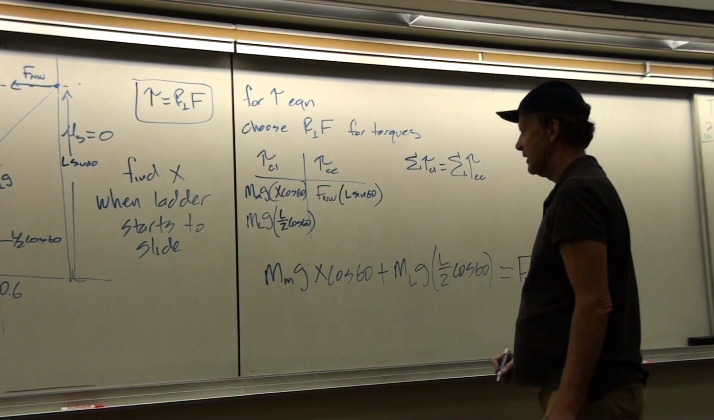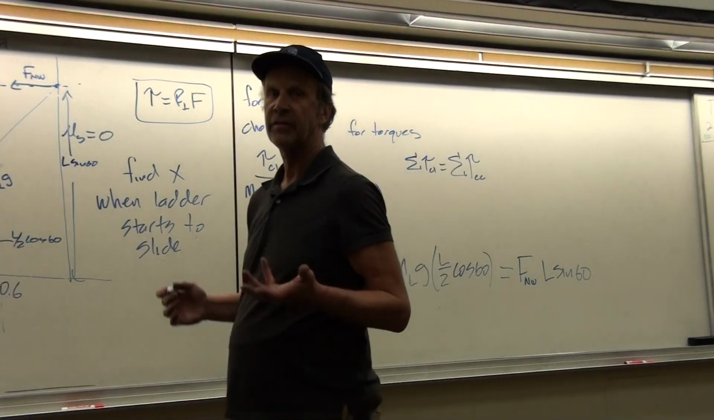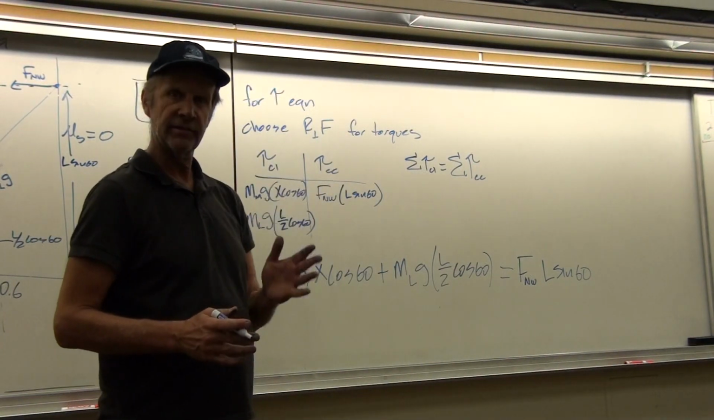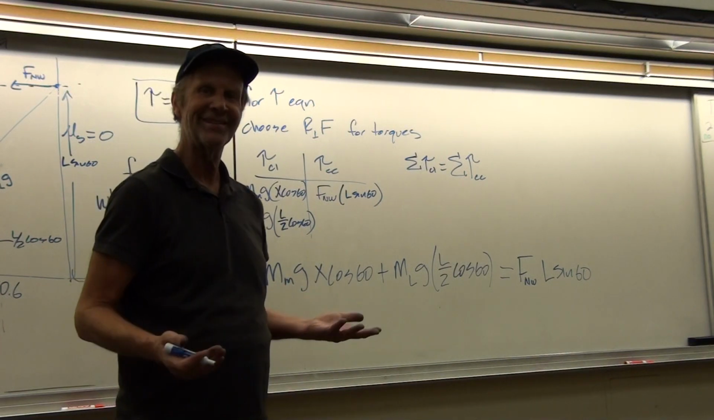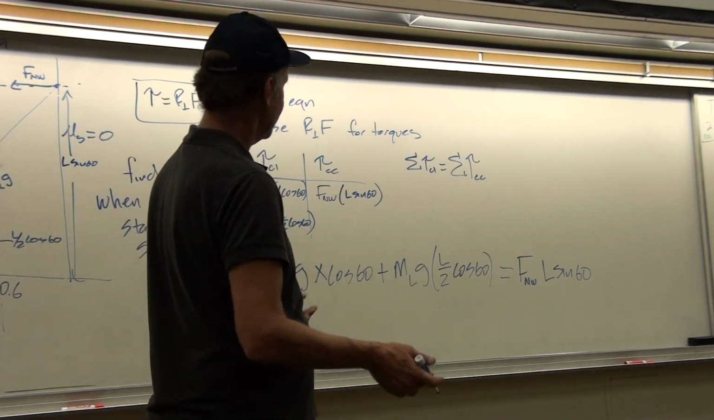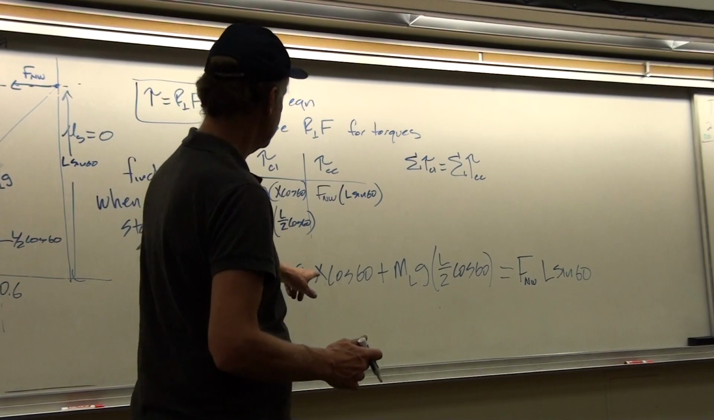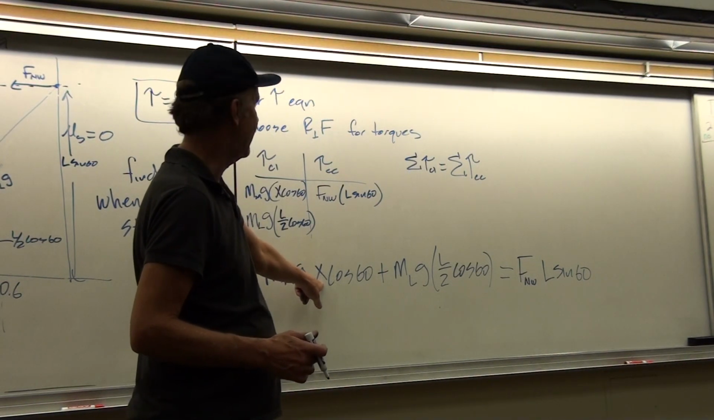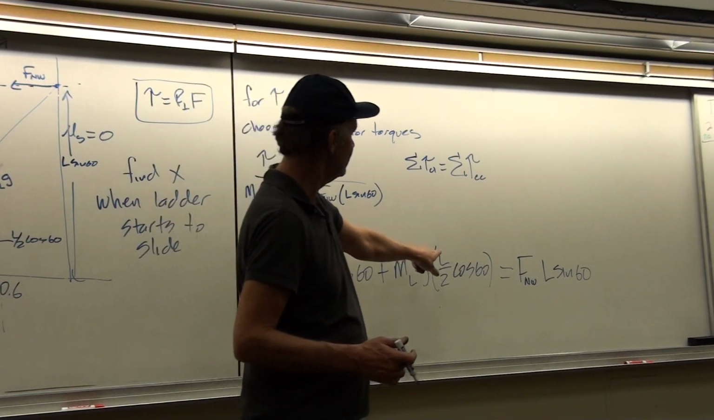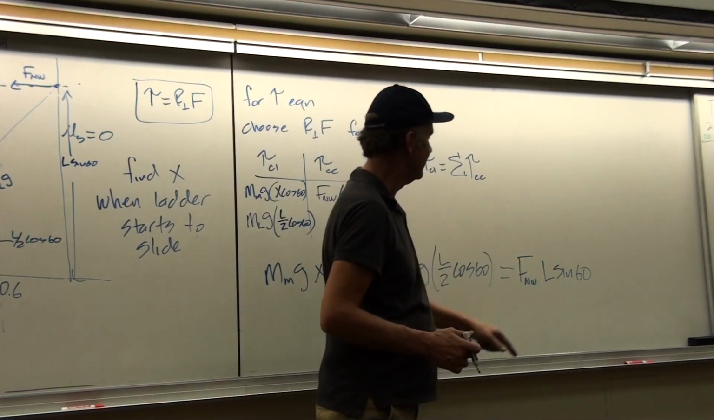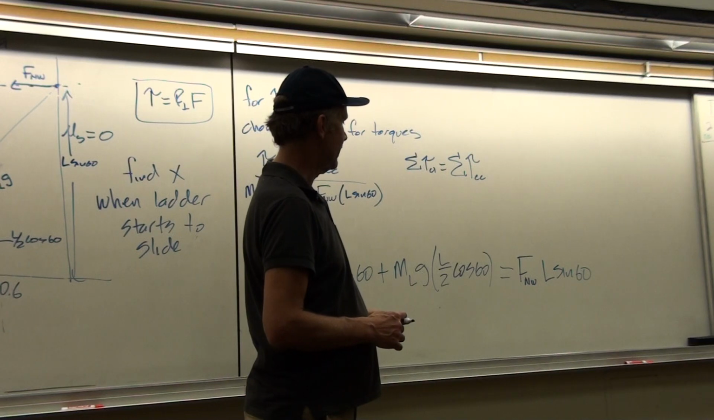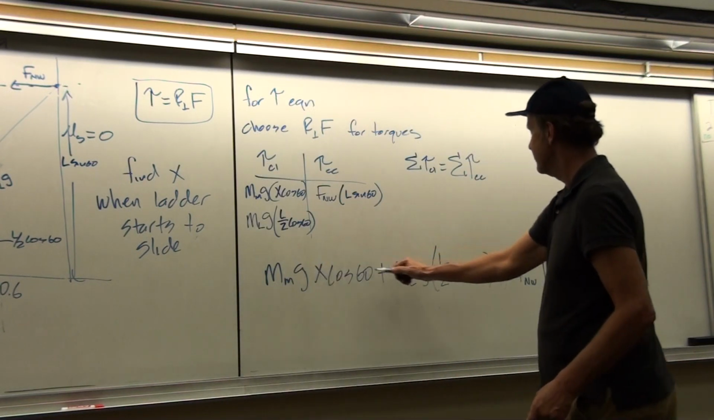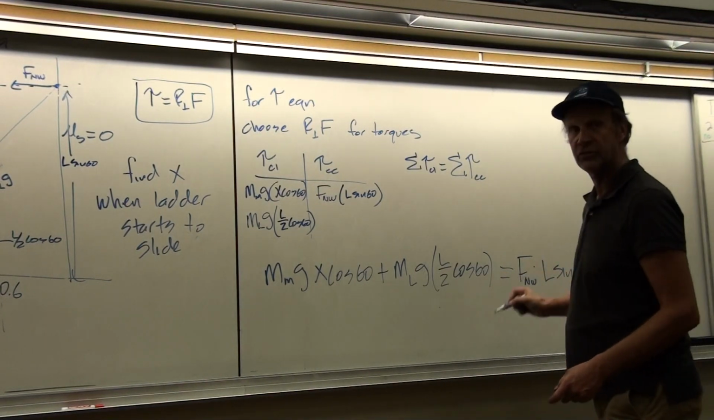Now you might be saying to yourself, well, in the last example I did, the L's canceled. And in the one before that too, the L's canceled. So are the L's going to cancel here? The answer is no, because we don't have an L in the monkey term. We just have an x. So that means we really do need to know what the length of the ladder is to get a solution to this problem.